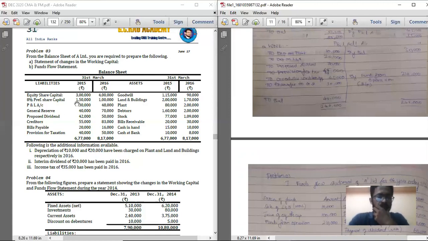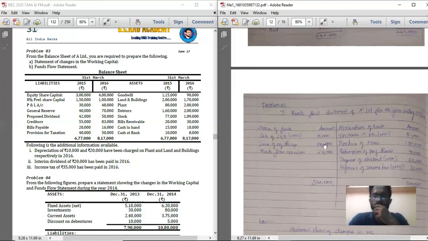Then come to the equity share capital. There is 1 lakh increase in equity share capital. So you should put here issue of equity share capital 1 lakh. Below that 8% preference share capital, 1,50,000 is the opening, 1 lakh is the closing. So 50,000 redeemed. So redemption of preference share capital 50,000. So this is how you should calculate fund flow statement.